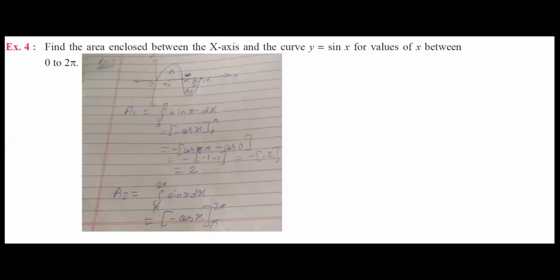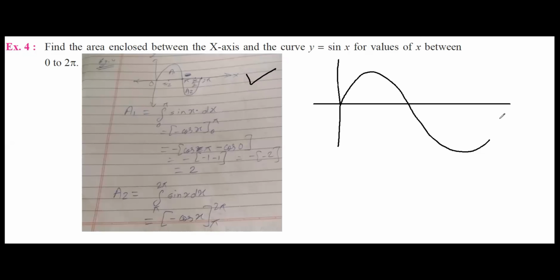Fine. So in question number 4, find the area enclosed between the x-axis and the curve y equals sin x for the value of x between 0 to pi. The graph which you have drawn is perfectly correct. You have drawn like this. This is 0, this will be your pi, and this will be your 2 pi. So from here to here you have to find the area, means this area and this area you have to find.